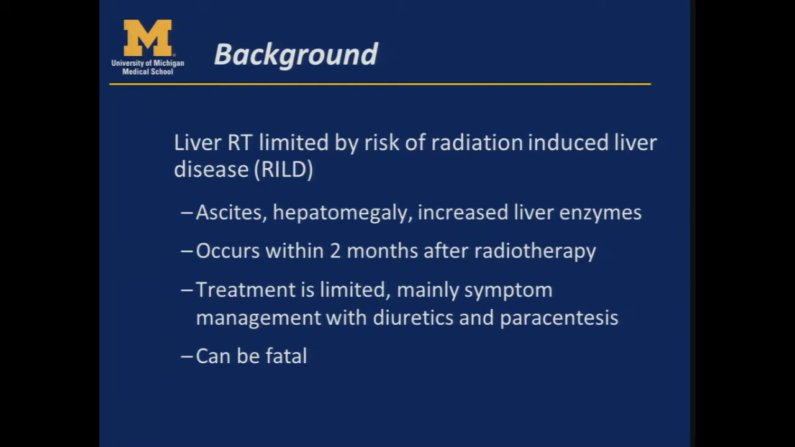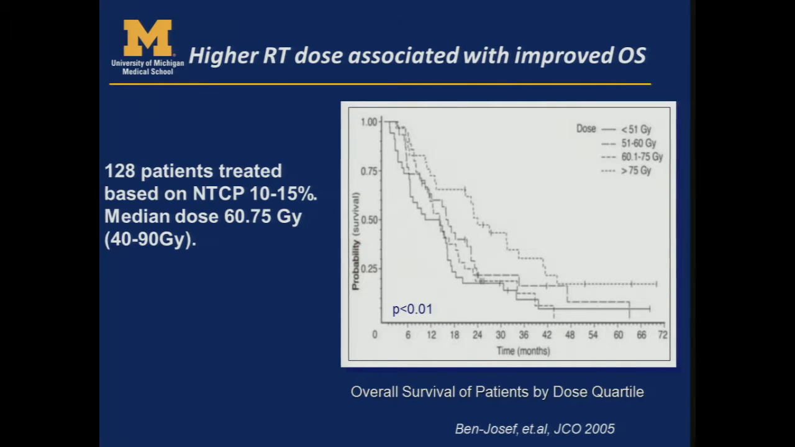So historically, radiation has been very tricky when it's been given to the liver because there's a risk for radiation-induced liver disease. And that, as many of you know, is a constellation of ascites, hepatomegaly, and increased liver enzymes. It happens a couple months after radiation. There really isn't much that can be done for it besides supportive care. There's some drugs that are available for it, but they're always on strike. So whenever you need them, they're on strike. It can also be fatal.